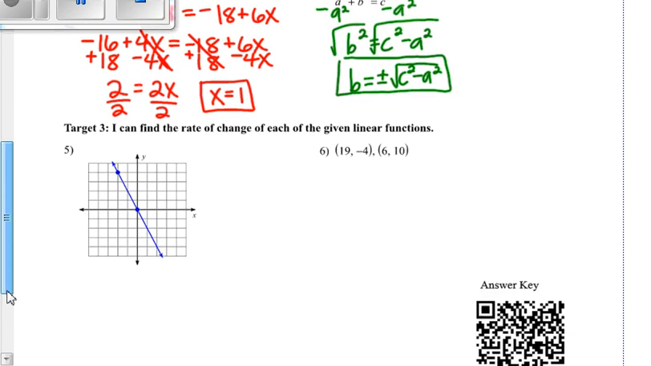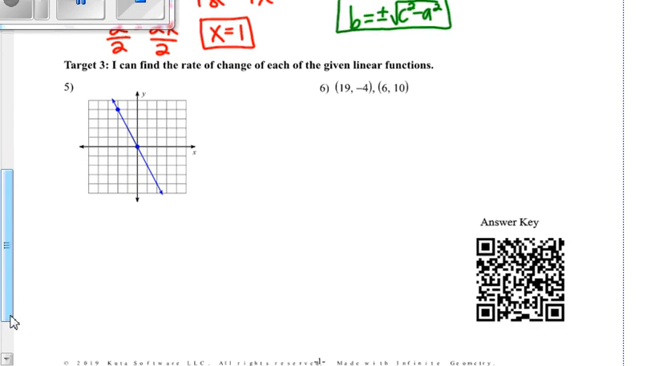All right, moving on to rate of change. So finding the rate of change given a graph, we're going to think rise over run. So if I count this out, I'm doing down 1, 2, 3, 4, and over 2. So negative 4 over 2 would simplify to negative 2. That would be your slope.